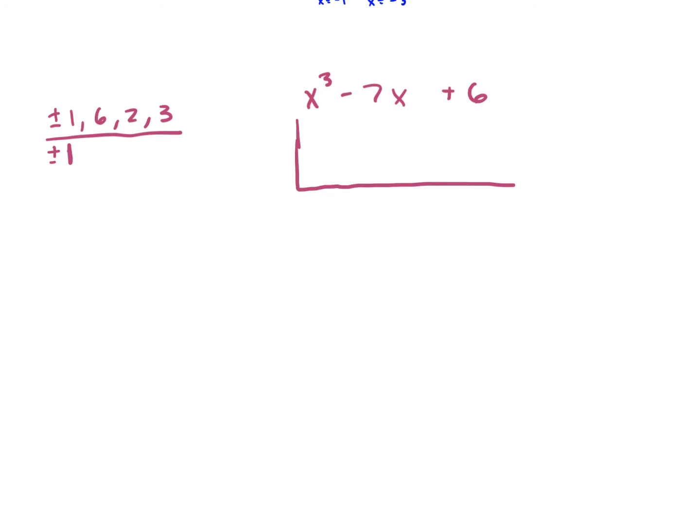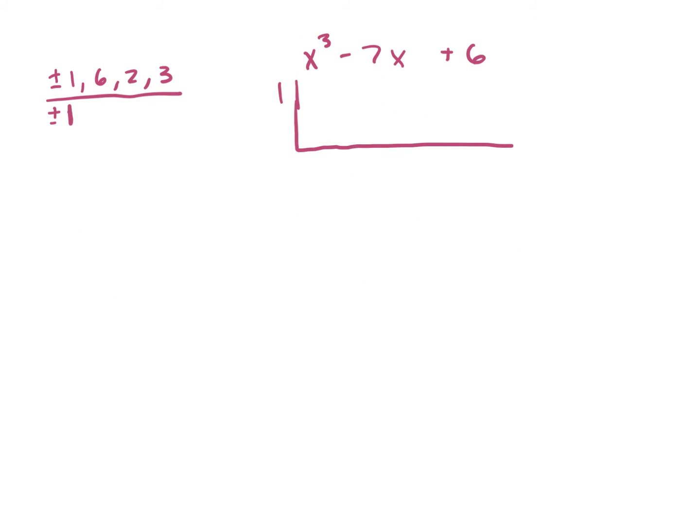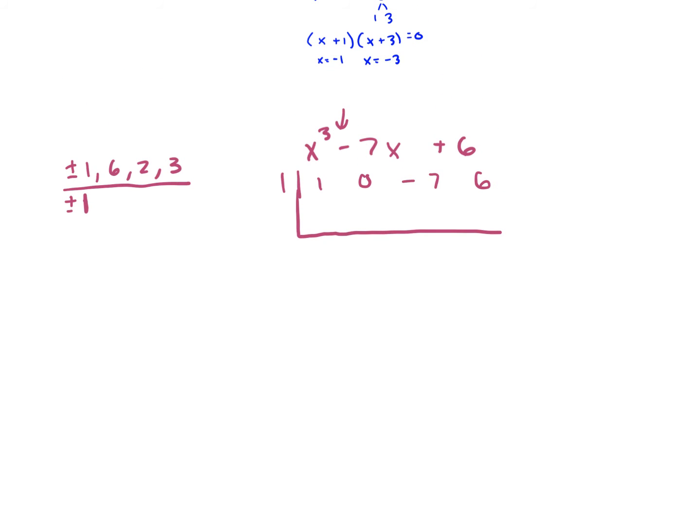All right, so what do you want to try first? 1. We can try whatever number we want first, so let's try 1. What's going to go in our box? 1, 0, -7, and 6, because we're missing an x squared, so we have to put in there a 0 x squared. So drop down the 1, multiply, add, multiply. This is 1, -6, -6, and 0. So it works.